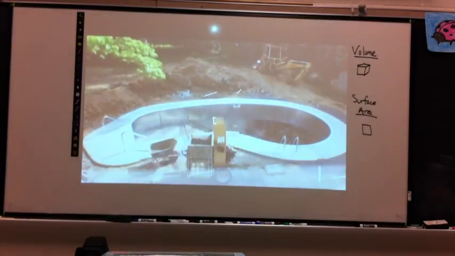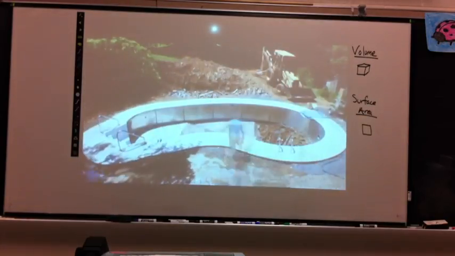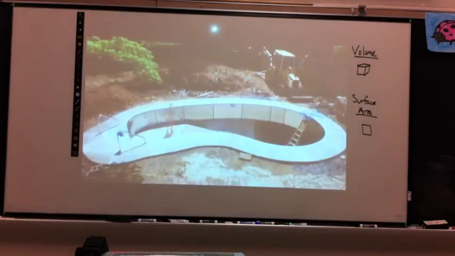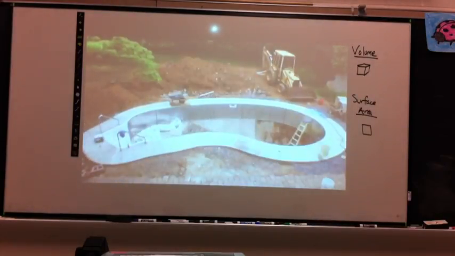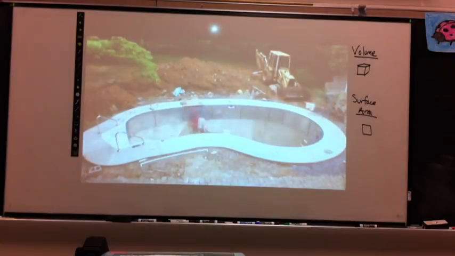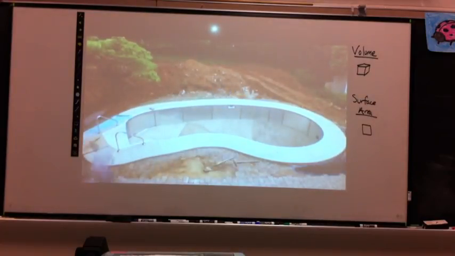Now what you can see is they're going in and putting a layer of concrete down to make sure the dirt stays where it should be and make sure that the pool is formed the way it should be. So that's concrete going down, which would be the same as our floor and our walls. Again, you have to ask yourself, is concrete a volume or surface area idea?